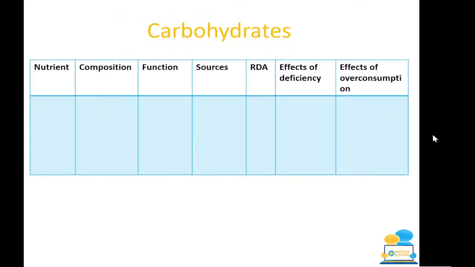Okay, so yet again, you'll recognize this, which is the exact same format that I would use for the fats. The only difference between this one and the protein one is that we didn't have this effects of overconsumption. So for this one, we'd write carbohydrate here. You'd write your composition, your functions, sources, RDA, and effects of deficiency. So you can write this down on a sheet and fill it in as you go, and it's a good way to test yourself as well at the end.